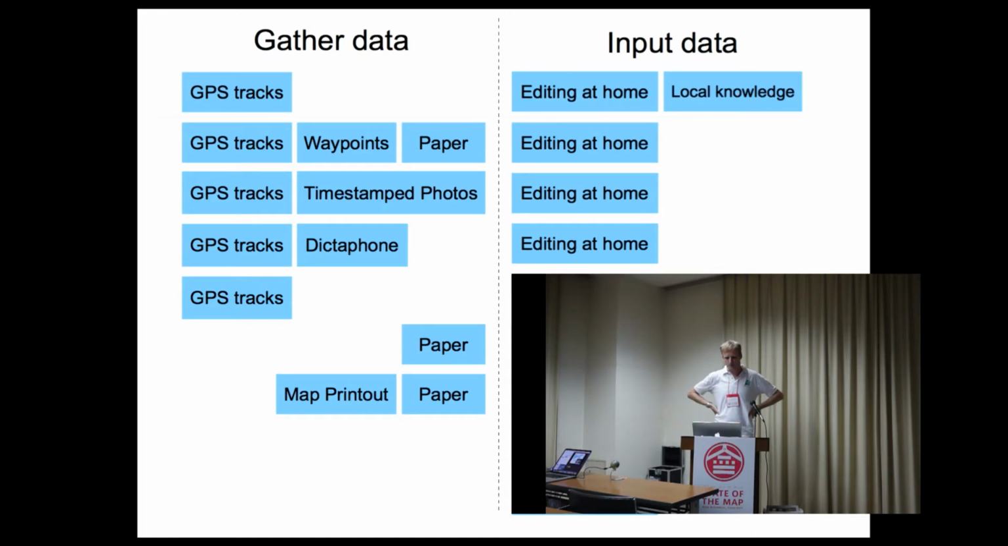So at the top here we've got GPS oriented things. From back in the day, I think a lot of the time we recorded GPS tracks and then we used our local knowledge to fill in street names, for example. But then people got more sophisticated with different blendings of techniques, so using waypoints, writing down notes on pieces of paper correlated with the waypoints, or using timestamped photos, so you walk around with a GPS unit and take photos at the same time. I think some people are still following that workflow, or even using a dictaphone.